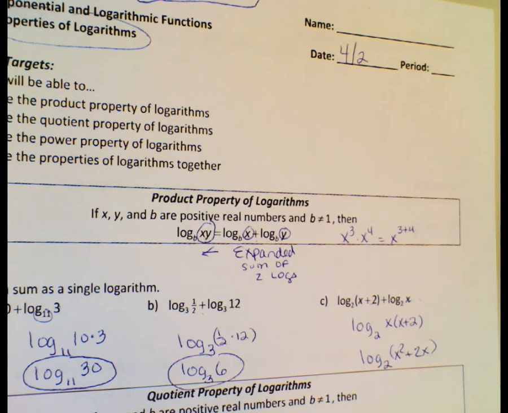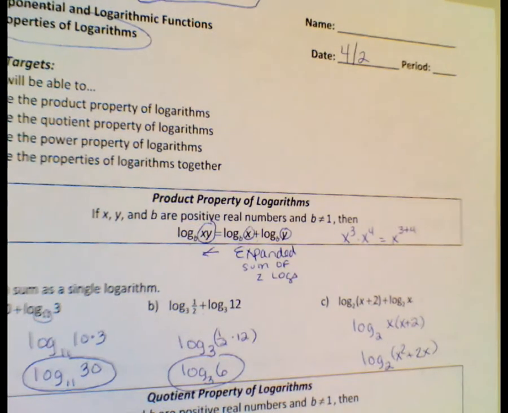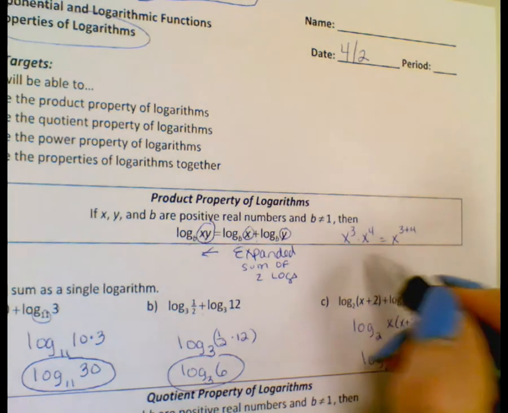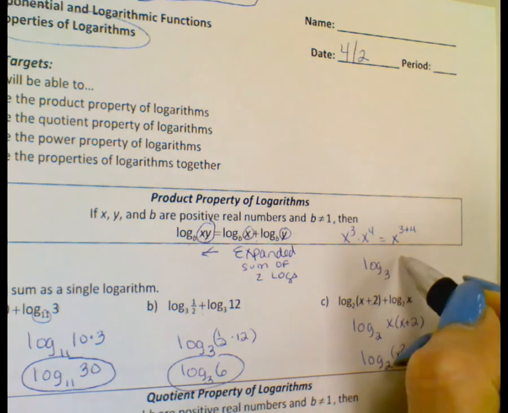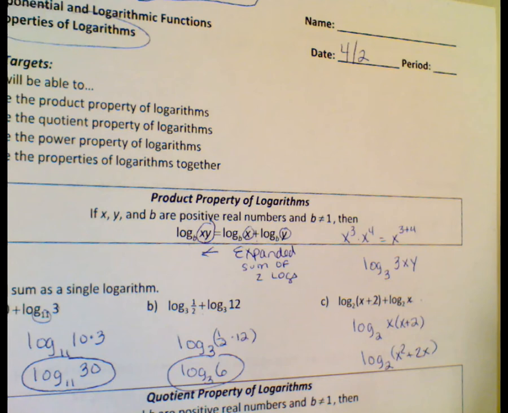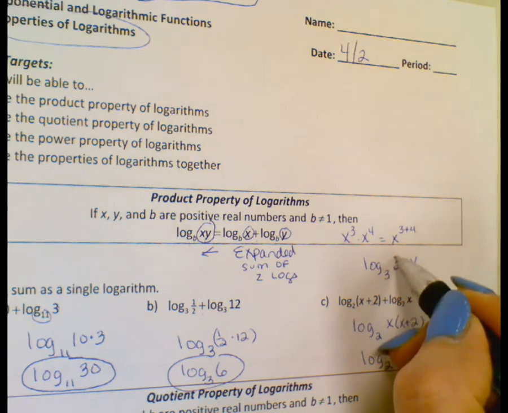So they didn't really give you any where you had to expand. So let's just make up another one up here. Let's say log base 3 of 3xy. You had something like this. Actually, let's make this a 2. Let's make that a 2.